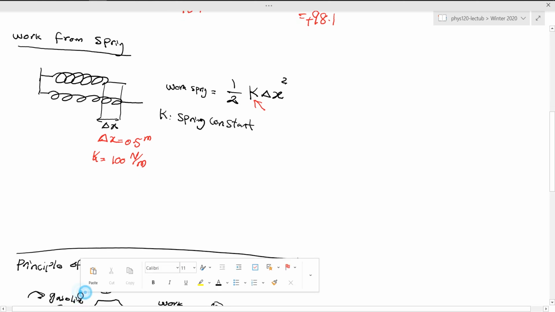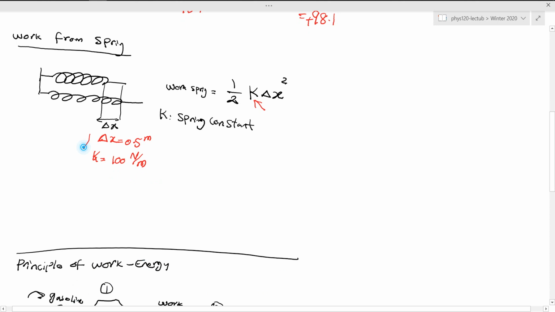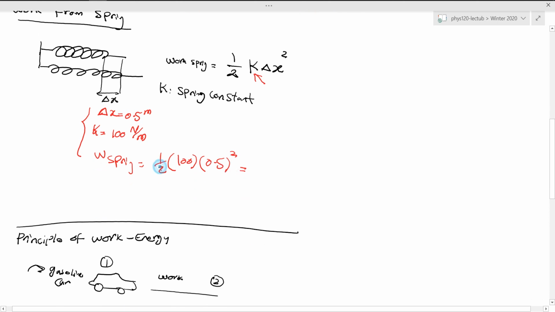In order to calculate work from a spring, I can say in this example, work from a spring is equal to half of K, which is 100, and I have delta x 0.5 to the power of 2. The answer for this is, so this will be 50, down here I'll have 0.25. The answer is 12.5 joule. And we already know that the unit for work is joule.